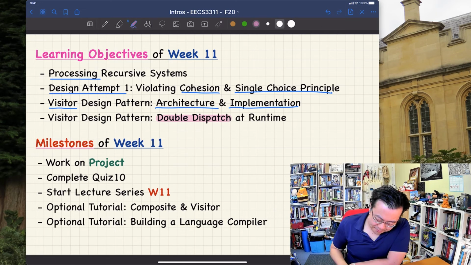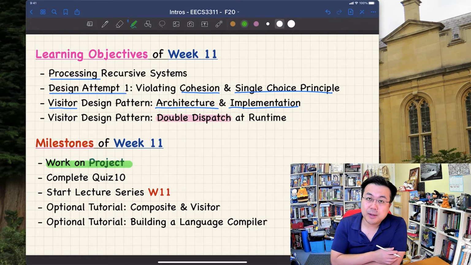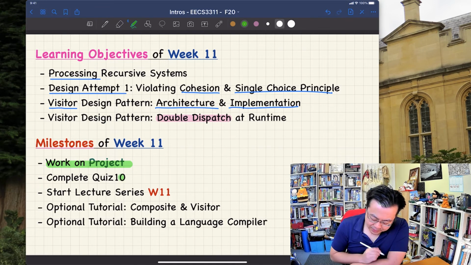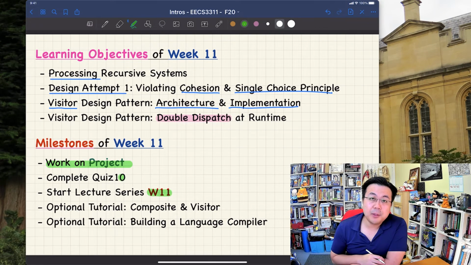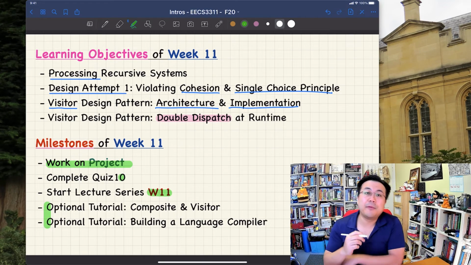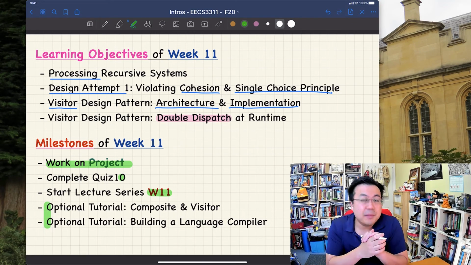All right, milestones for this week. You will have to continue to work on the projects for sure. You can make use of that one spare hour to do it. And then you want to complete your quiz number 10 from last week. And you definitely want to start with this particular week's lecture. And these two optional tutorial videos are for those of you who want to explore further beyond the lecture. I made them optional, but I hope that some of you will choose to do so for your knowledge and for your learning.